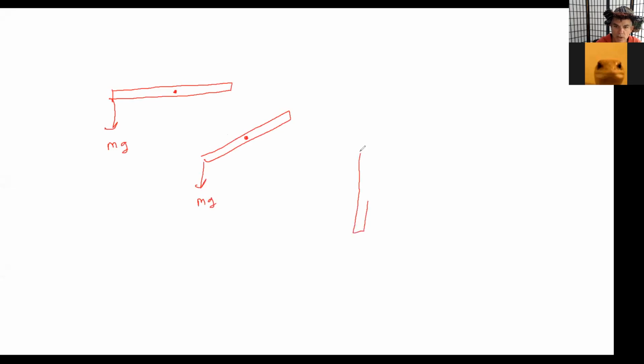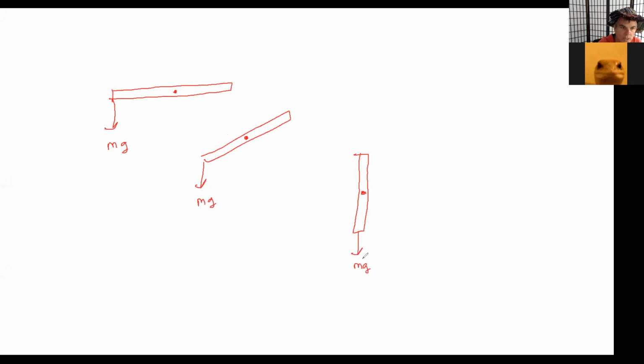So in this case, let's just take it when it's here. I've got a mass hanging off the end, so I basically have mg. And then this thing starts to swing, and now we're at this intermediate position. I still have the same force mg. And now it's all the way at the bottom. I still have the force mg.